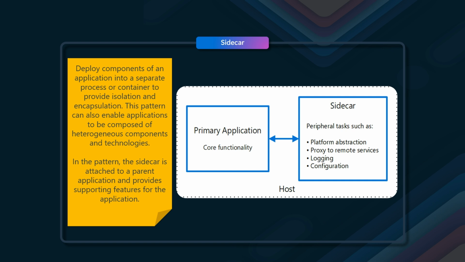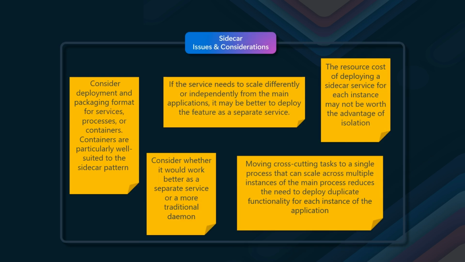In the pattern, the sidecar is attached to the parent application and provides supporting features for that application. The sidecar also shares the same life cycle as the parent application, being created and retired alongside the parent. This sidecar pattern is sometimes referred to as a sidekick pattern and as a decomposition pattern. So when implementing the sidecar pattern, we need to consider the following issues.